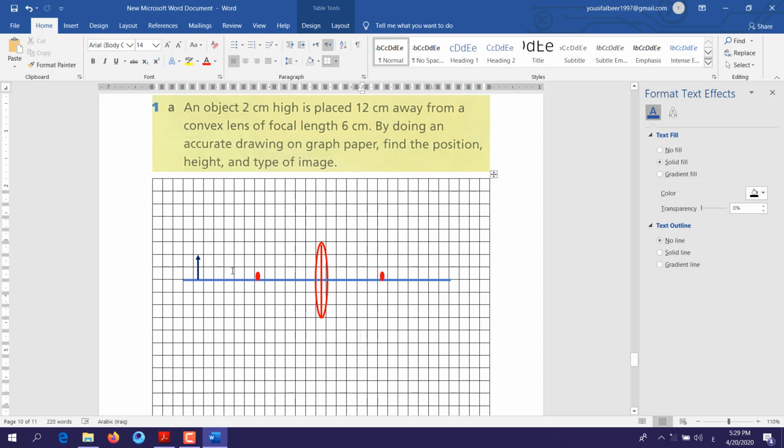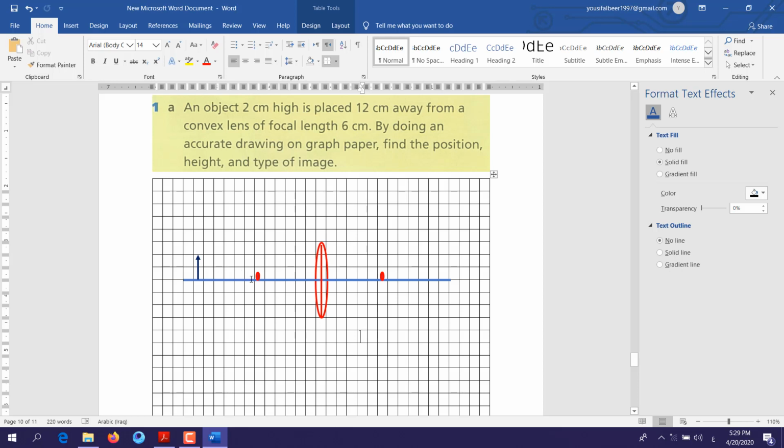The information that we have says, firstly, an object 2 centimeters high. So the height of the object is how much? It's 2 centimeters. Where is it? It's placed 12 centimeters away from the convex lens. Now, this is the lens. Then we will start from this point, the center of it, and we will measure 12 centimeters.